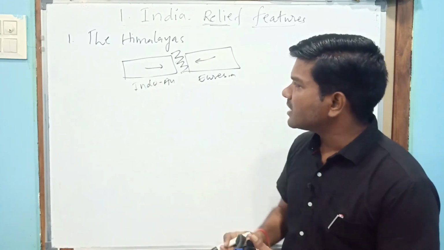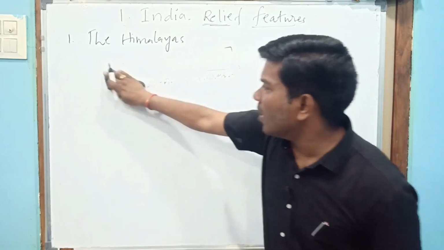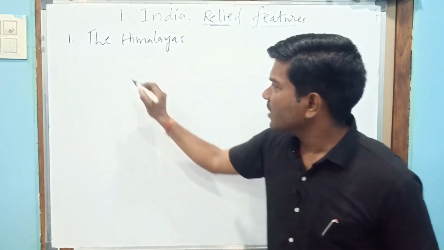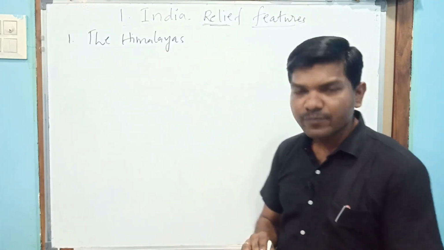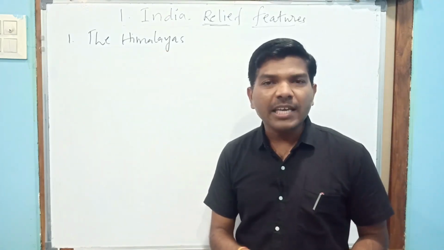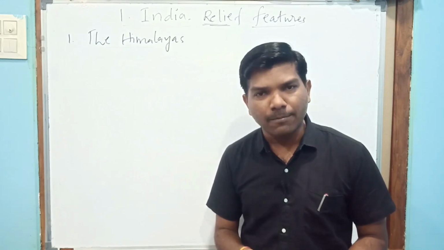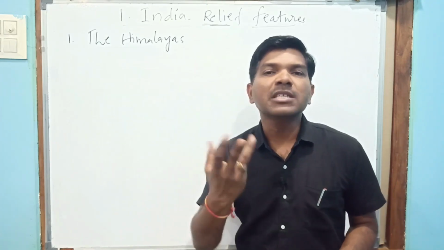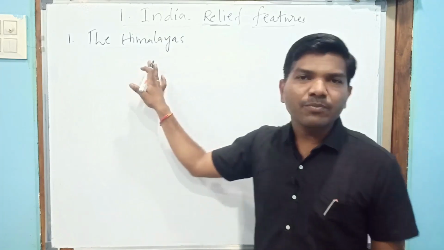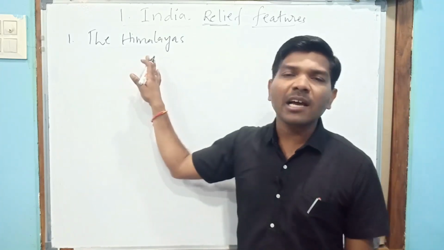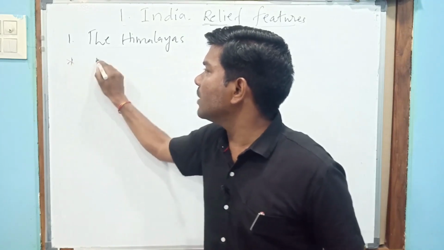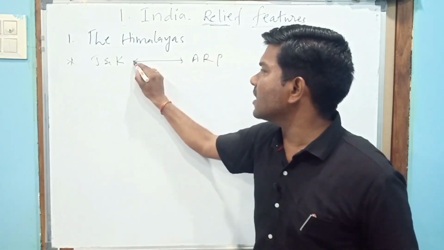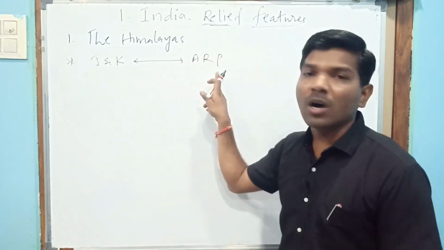So let's see what the Himalayas are and what the importance of the Himalayas is. How many ranges are there in the Himalayas? Let's see. Hima means cold, snow capped, snow bound. In Telugu also, Himamu means manchu. See children, the Himalayas stretch from J&K to Arunachal Pradesh. The Himalayas run from Jammu Kashmir to Arunachal Pradesh.